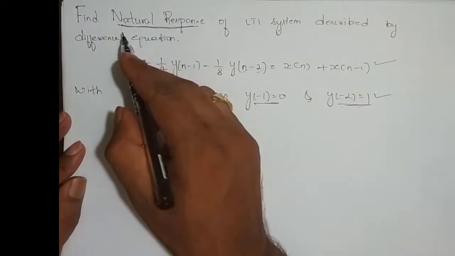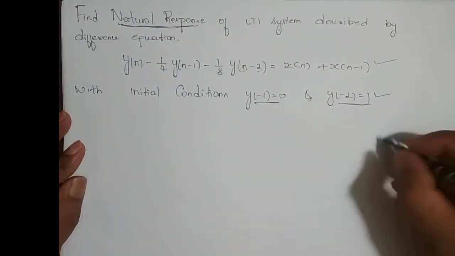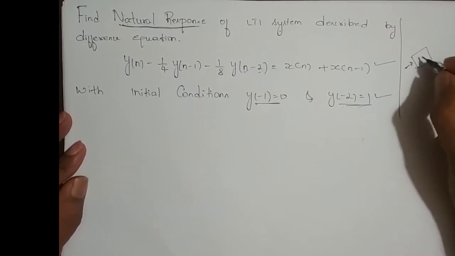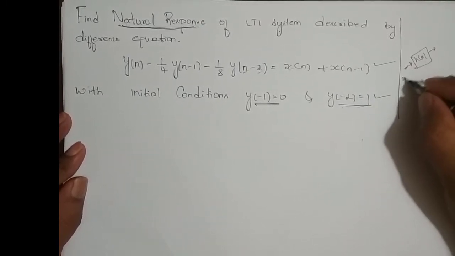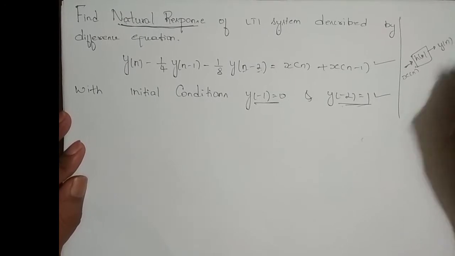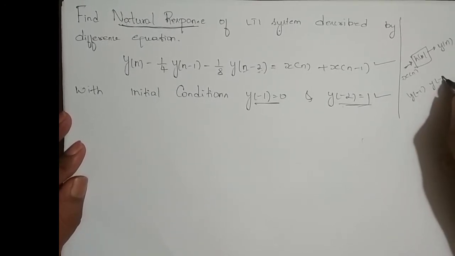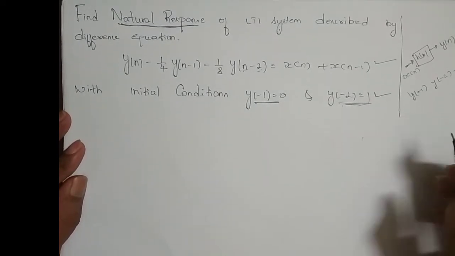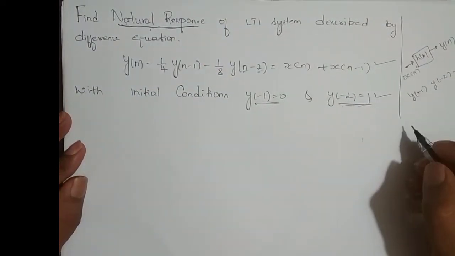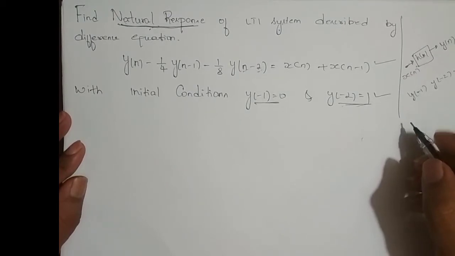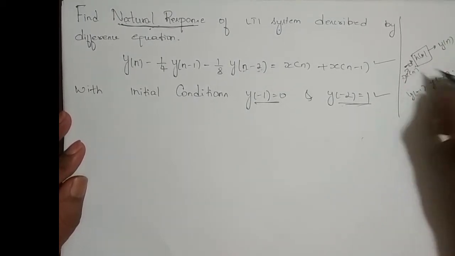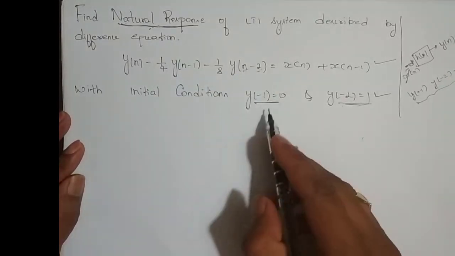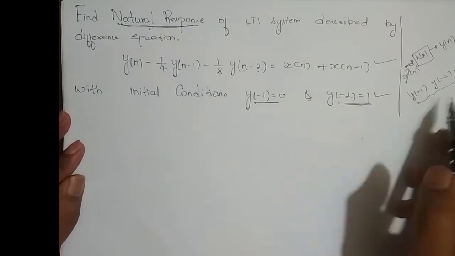Now, what do we mean by finding the natural response of a system? We discussed it in the previous video. If I have a system with impulse response h of n, input x of n and output y of n, and initial conditions y of -1, y of -2 and so on, then finding the natural response means I have to make the input equal to 0, whereas I have to consider the initial conditions. In our case they have given us the initial conditions, so we can make use of them.